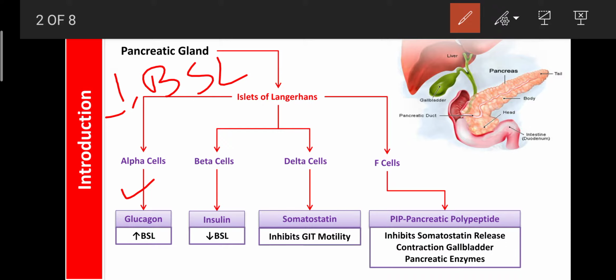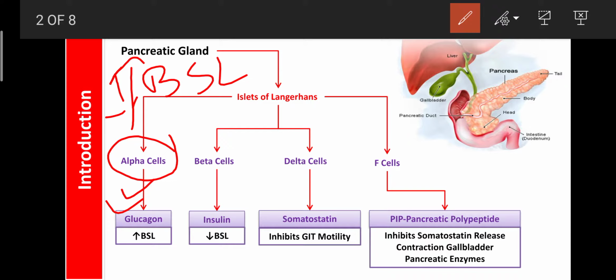On that time, the alpha cells of the pancreas secrete the hormone glucagon. This glucagon is helpful to increase the decreased blood sugar level. That's why glucagon plays an important role in enhancing the blood sugar level when it is required by the body. If its function is abnormal, or glucagon is abnormally secreted from the alpha cells, then we suffer from diabetes mellitus.